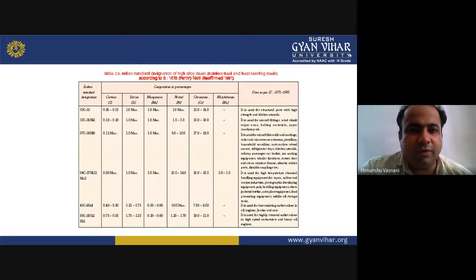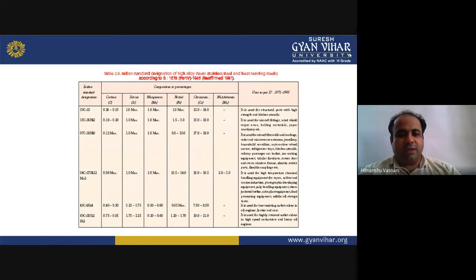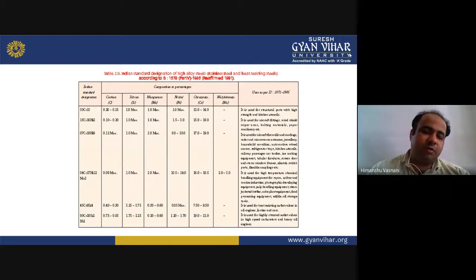Then you have the last combination, KTCr20Si2 Ni1. It has 0.75 to 0.85 percent carbon, then 1.75 to 2.25 silicon, then 0.2 to 0.6 manganese, and for nickel you have 1.2 to 1.7%, and chromium is 19.0 to 21.0. Now the applications, as you might also know, are highly stressed outlet valves in high speed carburetors and heavy oil engines. So these are heavy duty applications.